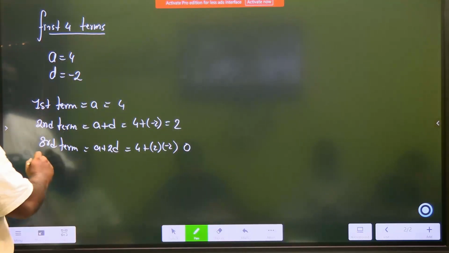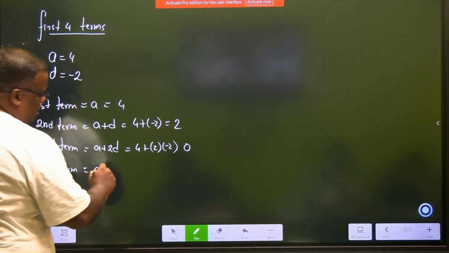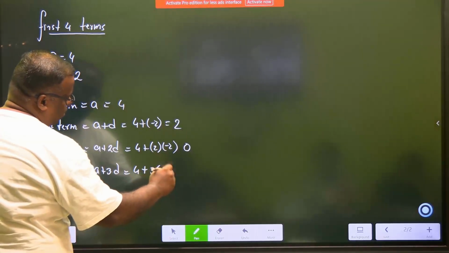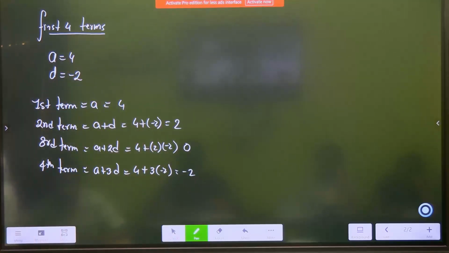Now 0 minus 2 should come. So my fourth term is A plus 3D, which is 4 plus 3 into minus 2. 3 into minus 2 is minus 6, and 4 minus 6 is minus 2. Is it understood?